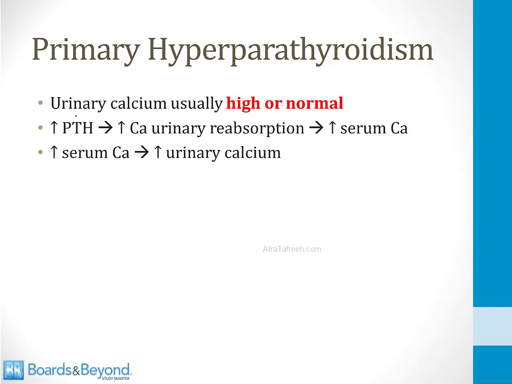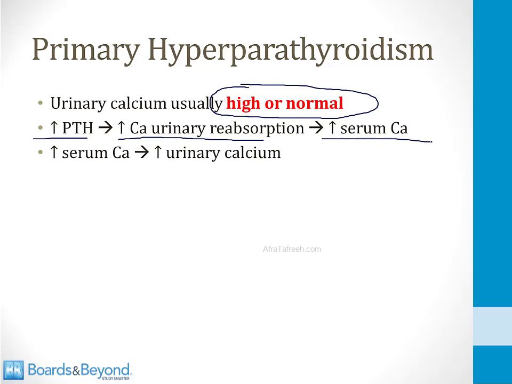Let me make an important point about the urinary calcium level in primary hyperparathyroidism. The urinary calcium level is usually high or normal, and this can be confusing as a medical student. The high parathyroid hormone level leads to increased renal reabsorption of calcium, and as you know, this is one of the mechanisms that leads to hypercalcemia.